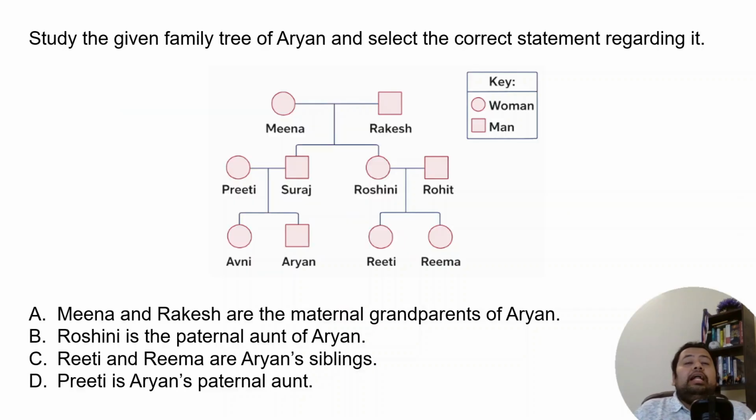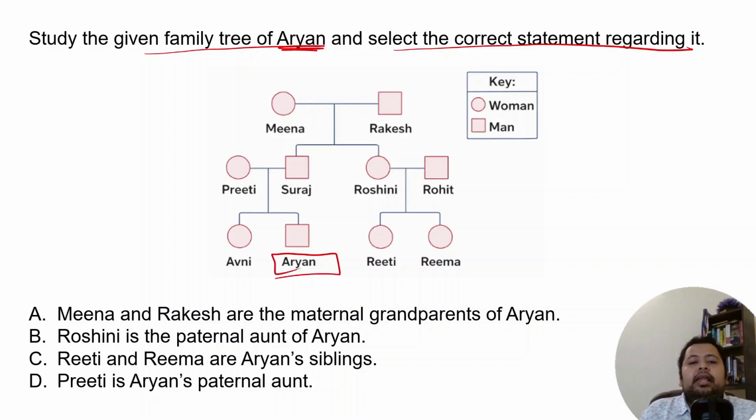Okay, let's try and understand the concept from this question, right? Study the given family tree of Aryan and select the correct statement regarding it. So here is Aryan, right? And we have to study the family tree of Aryan, and then we have to solve the question and find and select the correct statement that is there in the options, right?